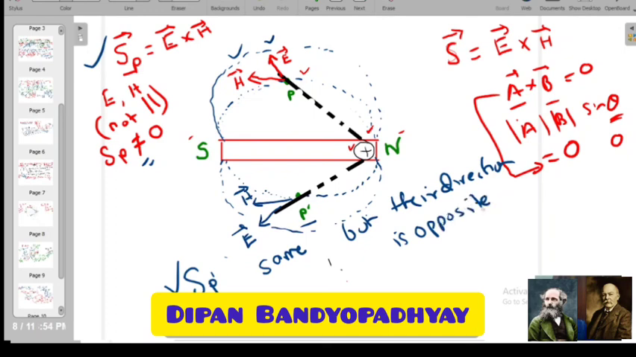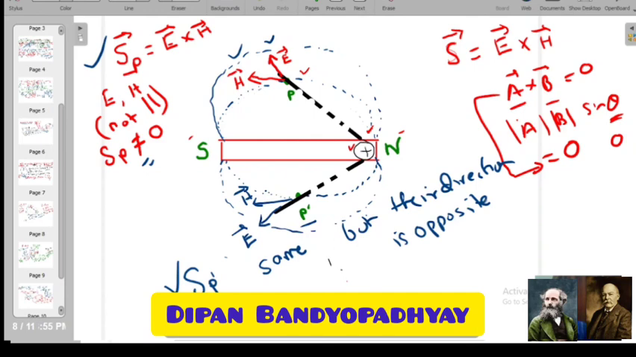Because for the point P dash, if you see SP dash, the direction of the Poynting vector will be inward to the plane of the paper. So that means for P it is outward, for P dash it is inward. I am talking about the direction of SP. So they are opposite in direction. Ultimately the net sum will be 0. Magnitude same, but the direction is different. That means the net sum will be 0.